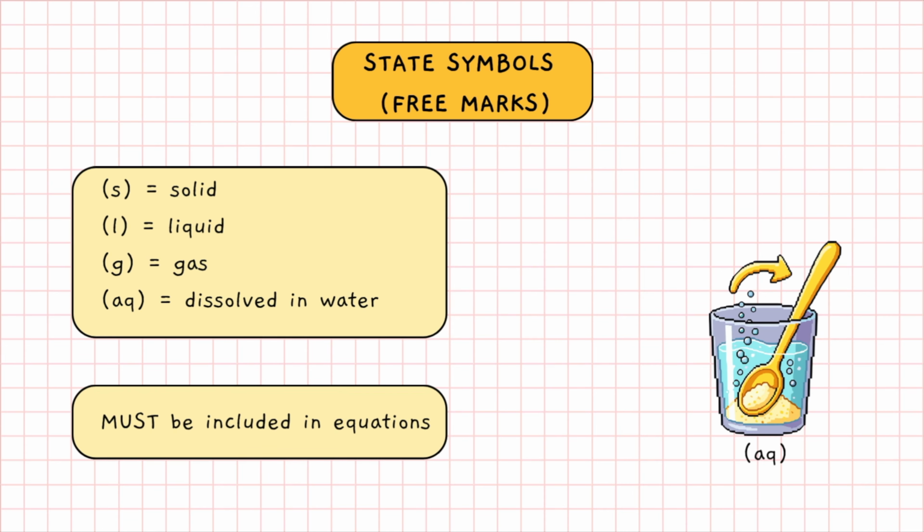These are easy marks. Solid is S, liquid is L, gas is G, and aqueous means dissolved in water. If you forget these in an equation, you're literally throwing away the marks.